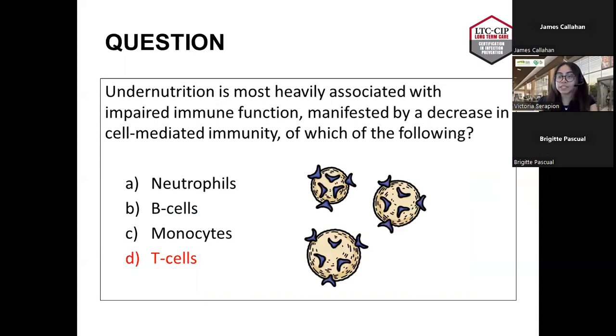So the answer is D, T cells. Once again, the primary cells of cell-mediated immunity are your T lymphocytes, also known as your T cells, which recognize and will destroy human infected cells with microorganisms. And this function is extremely important for the destruction and elimination of infectious microorganisms.